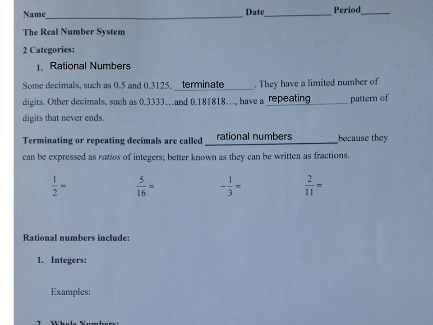So let's look at some examples of repeating decimals and terminating decimals. Okay, so number one says 1/2. Well, 1/2 is equal to 0.5. Or you can say 0.5. Okay, that ends. It stops. So the next one, 5/16. Well, 5 divided by 16 gives us 0.3125. That also ends. Therefore, it is rational.